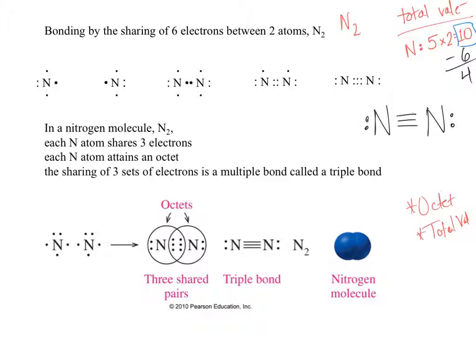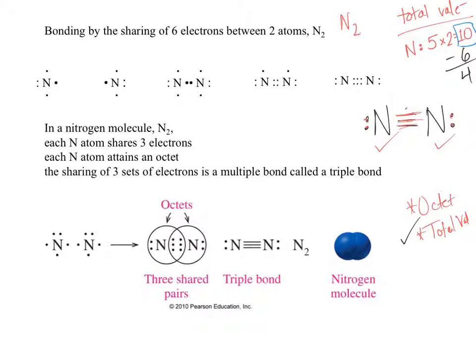My total is 10. 2, 4, 6, 8, 10. That's good. Total valence 10. And now let's look at octet. 2, 4, 6, 8. This nitrogen has 8. 2, 4, 6, 8. This nitrogen has 8 electrons around it.